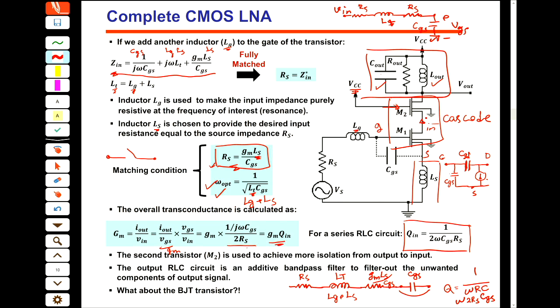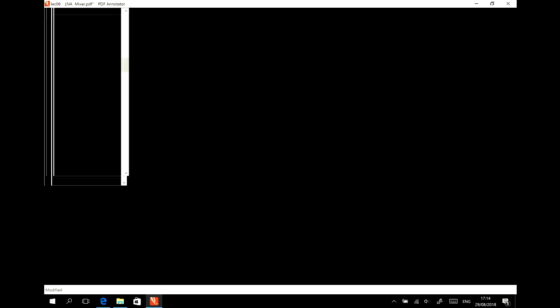It's a common gate. Look at the basic electronics: what is the gain of a common gate when it is biased in saturation? Okay, for a BJT.